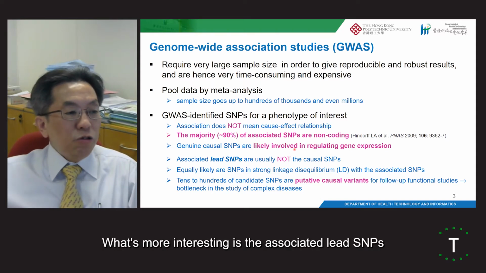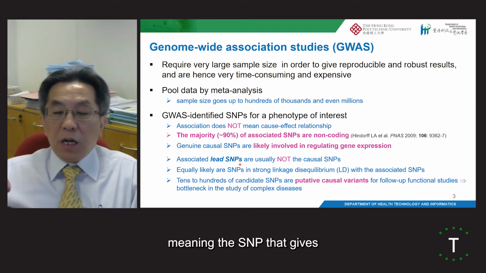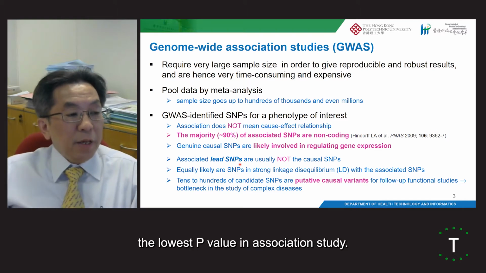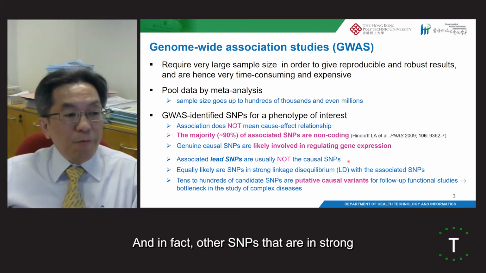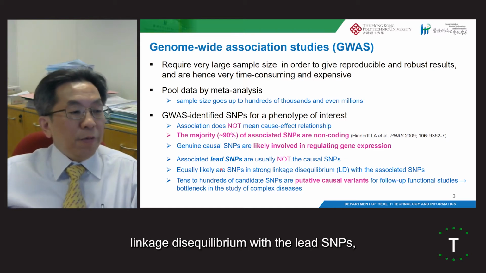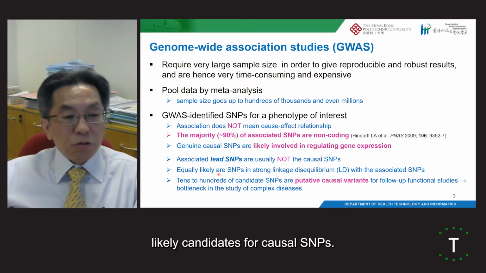What's more interesting is the associated lead SNP or the associated sentinel SNP, meaning the SNP that gives the lowest p value in the association study. These lead SNPs are usually not the causal SNPs. In fact, other SNPs that are in strong linkage disequilibrium with the lead SNPs are also equally likely candidates for causal SNPs.